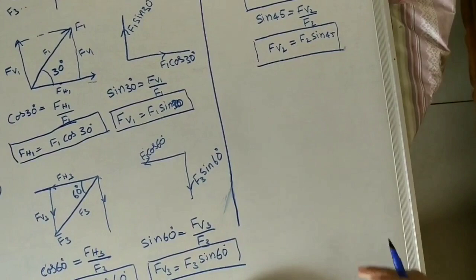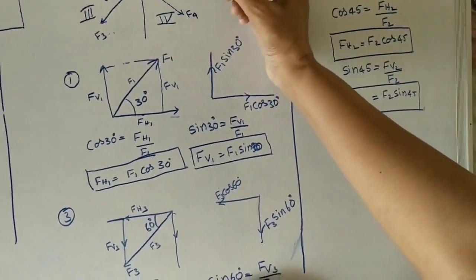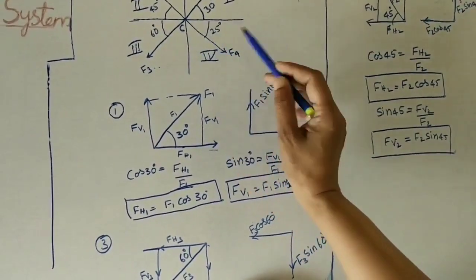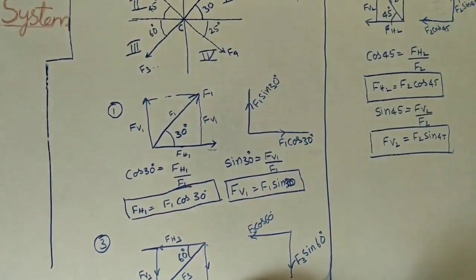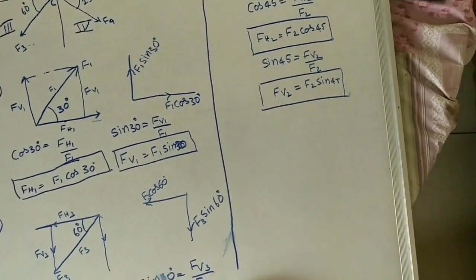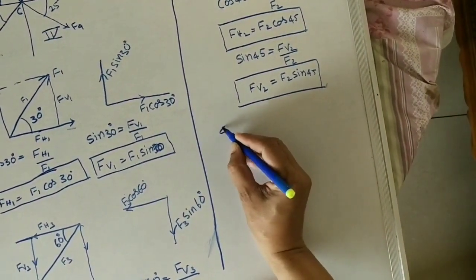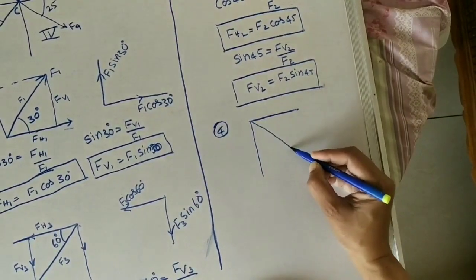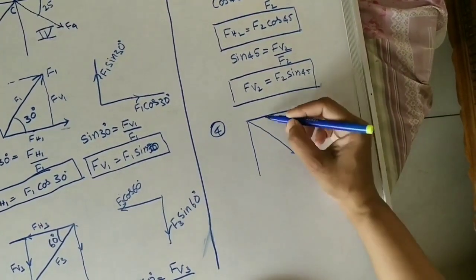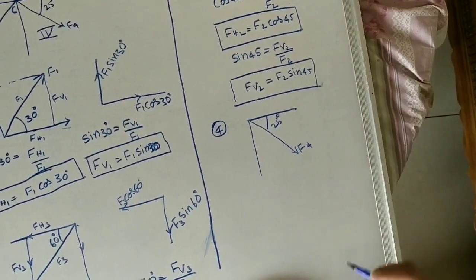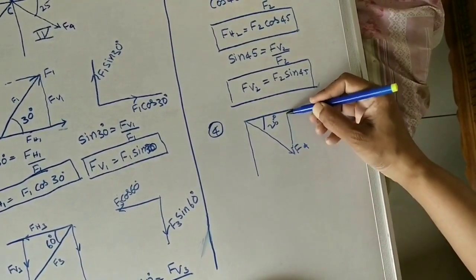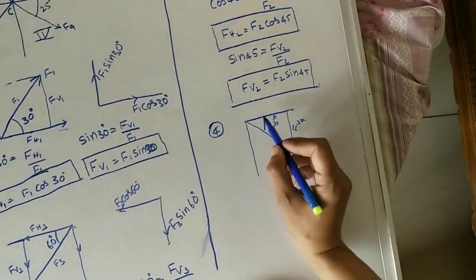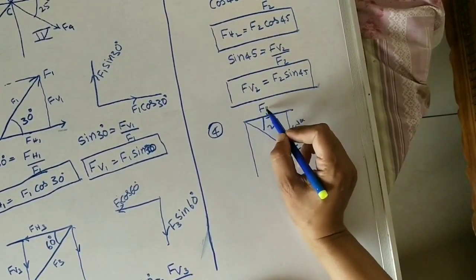In the fourth coordinate, the horizontal component is in the positive direction and the vertical component is in the downward direction. First I am taking the main diagram in the fourth coordinate. The given diagram is like this. F4 force is given, and the given angle is 25. Again for finding the components, I am taking a right angle triangle. This is the vertical component FV4, and this is the horizontal component FH4.